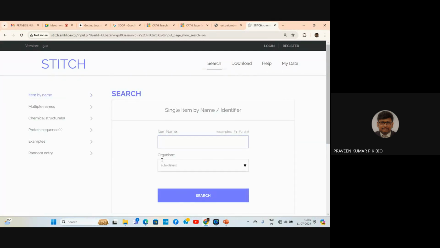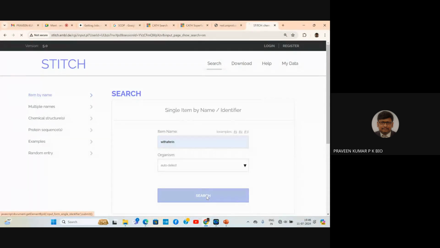For example, if I click search, I'm going to type a compound. This is a plant compound, withaferin. This is a principal component of Withania somnifera, ashwagandha, used for treatment of 13 types of cancer.